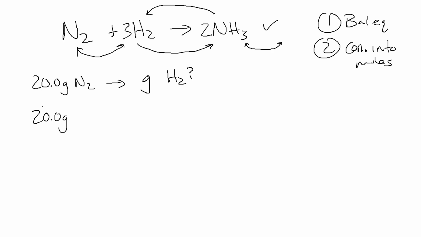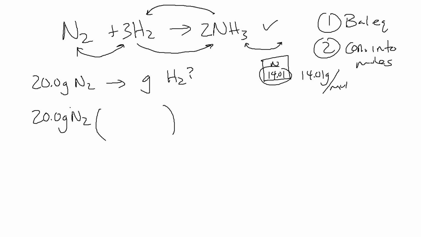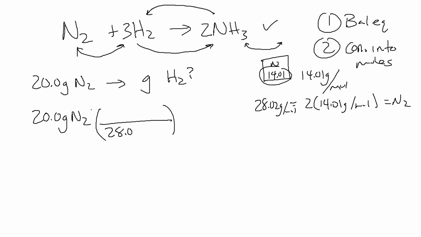So I go 20 grams of N2. I would again go to the periodic table, look up nitrogen, 14.01. That is 14.01 grams per mole. It is N2 in this case, which means the molar mass should be 2 times 14.01 grams per mole for my N2. And that would give me a molar mass here of 28.02. We will use that as a conversion factor. Again, we got to go grams on the bottom so that they cancel.